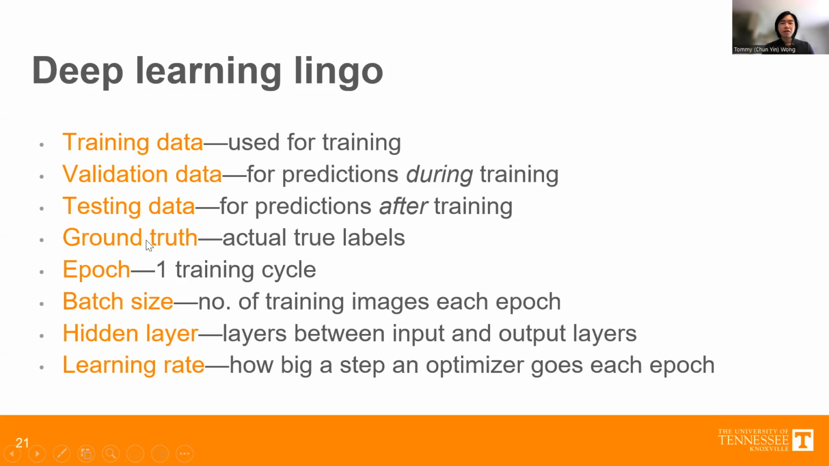Ground truth just simply refers to the actual labels, so the true labels of each image in your training data set, or maybe you have a validation data set.